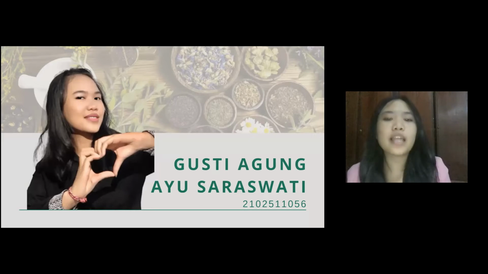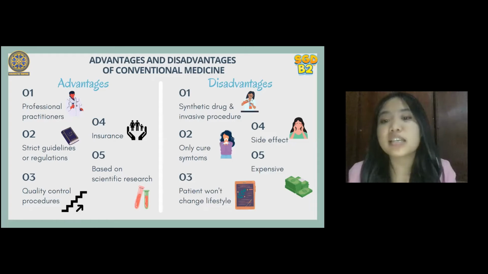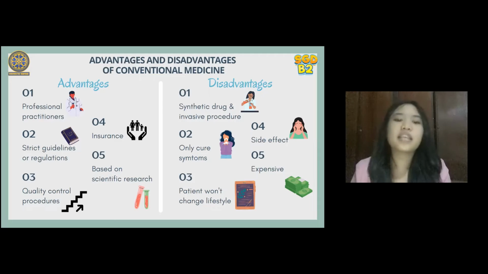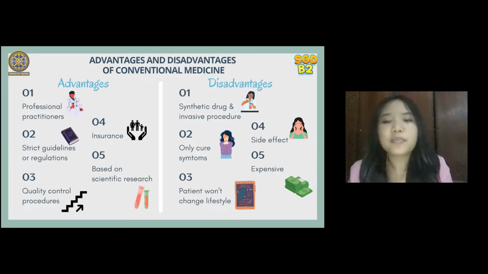Now I will explain about advantages and disadvantages of conventional medicine. Advantages: professional practice trainer, strict guidelines or regulation, quality control procedure, insurance based on scientific research. Disadvantages: synthetic drug and invasive procedure only cure symptoms, patient won't change lifestyle, side effect, and expensive.